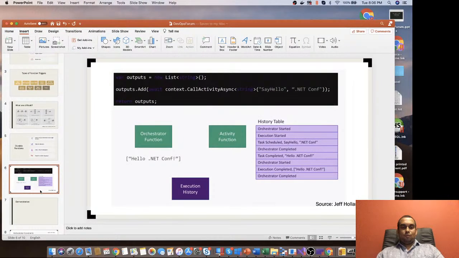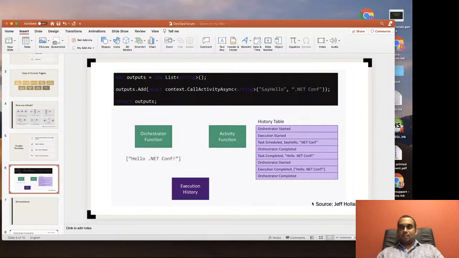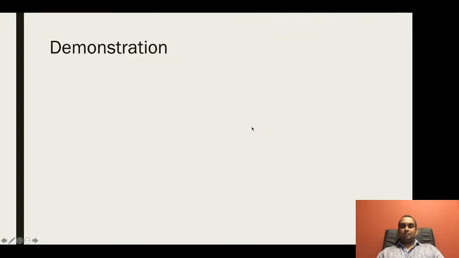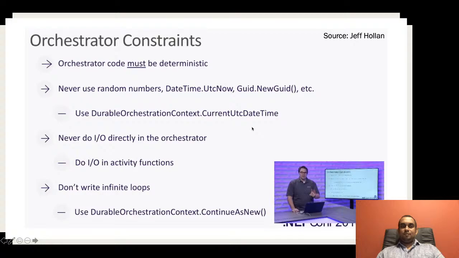So let's move on to the slides for one last slide. Yes, so the orchestrator constraints. Once again, this slide is from Jeff Holland. A big thank you. This is from his .NET conference session in 2018. It explains things very well, so I just thought of having it as it is, and credits to him.